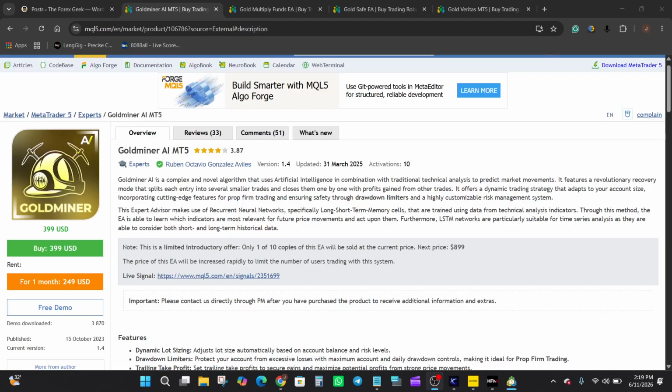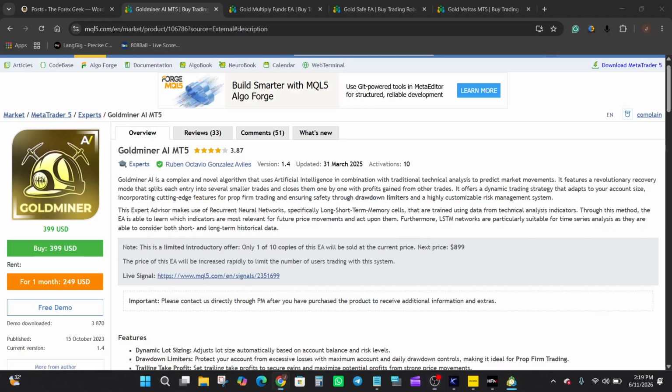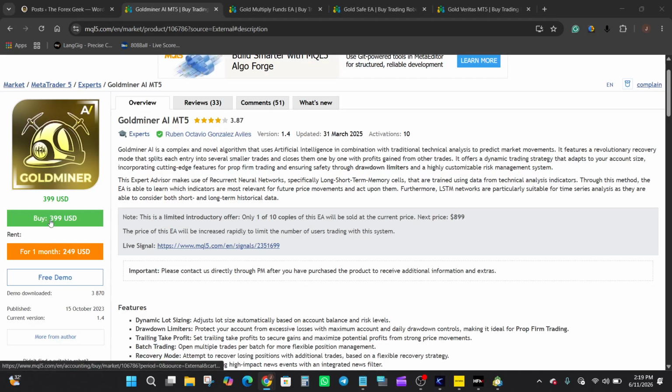In this review, I am taking a look at Goldminer AI Expert Advisor. It's an EA available for MT5, and right away on the MQL5 Marketplace page, we can see that this trading robot is developed by Ruben Octavio Gonzalez Aveles. At the time of this review, the EA is priced at $399 with a 1-month rental option available for $249. The current version listed here is version 1.4, updated on March 31st, 2025.